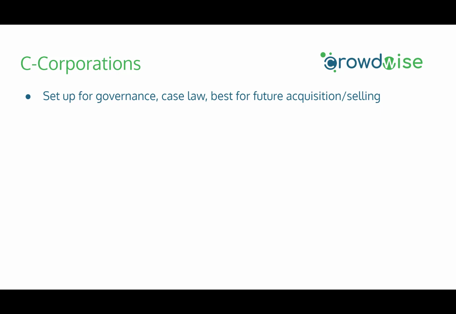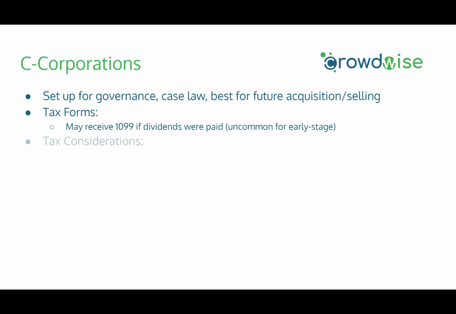As such, venture capital firms typically require or will strongly encourage their founders to convert to a C corporation if they aren't already. In terms of tax forms for C corporations, you may receive a 1099 if dividends were paid. However, paying dividends is uncommon for early-stage companies, so usually there's no tax forms for C corporation investors.